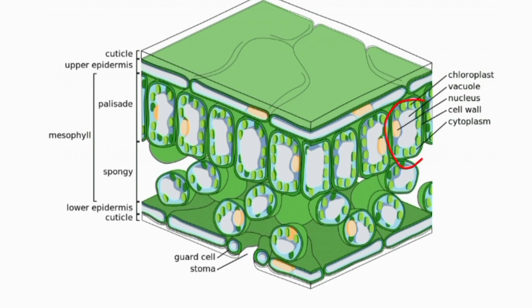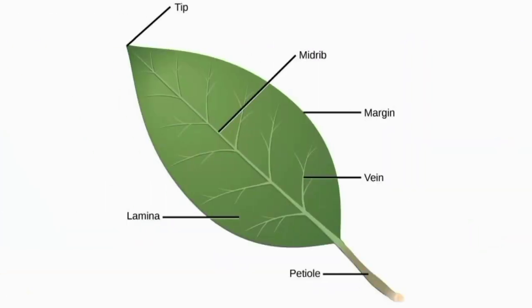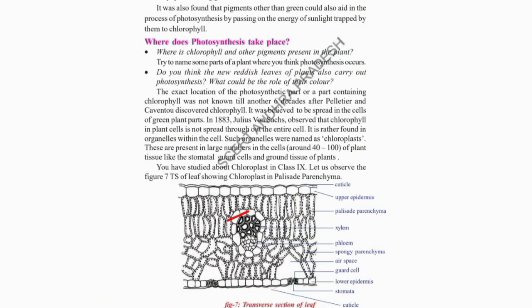The palisade parenchyma has been labeled here as it has the chloroplast, vacuole, nucleus, cell wall, and cytoplasm. Now, your book has written that chloroplasts are present in the palisade parenchyma. So you have to learn this. You have to learn according to your book.